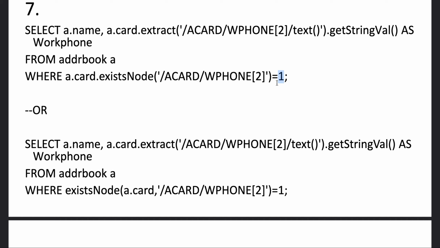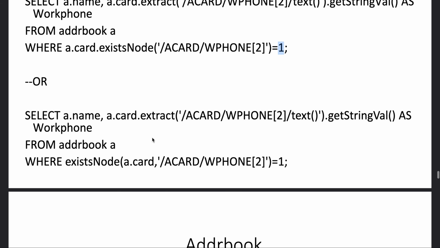And the standalone version is the same thing more or less, just as the examples we did previously. Using a standalone version here, using the existsNode again, with the work phone location of 2 equals 1.